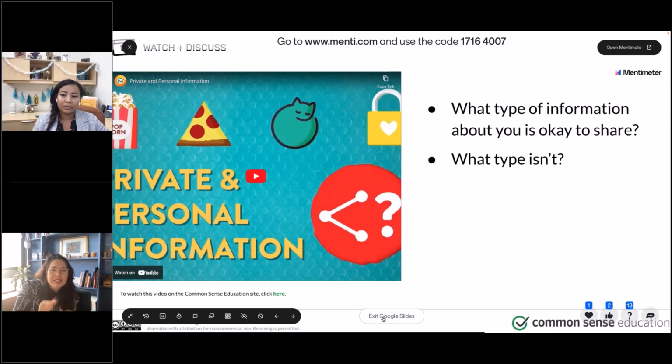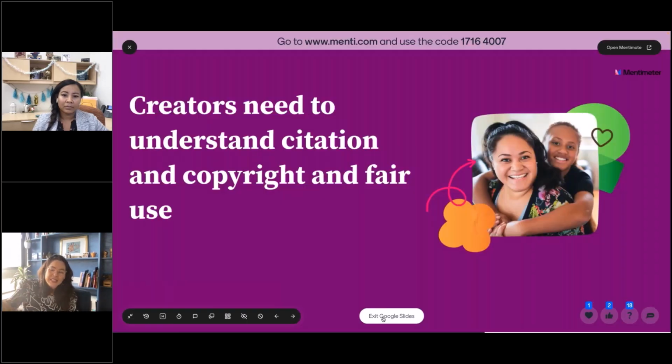So if you share, I love pizza. No, millions of people across the world like pizza, right? So that's never going to be able to be traceable back to you. So that's okay to share, right? So that's the kind of information that we want our students to understand, what is the difference. So that is one example of a privacy lesson that I thought would be interesting.